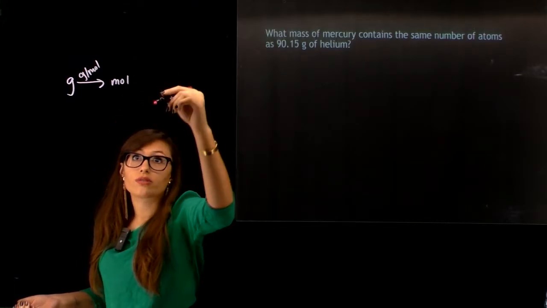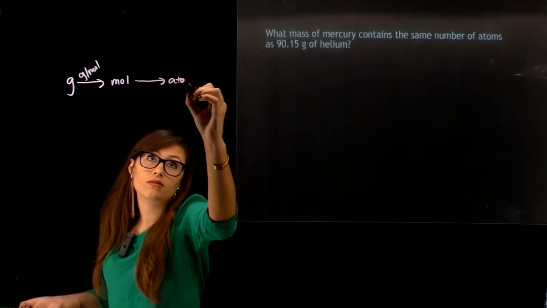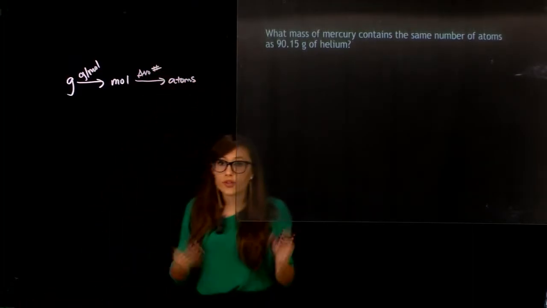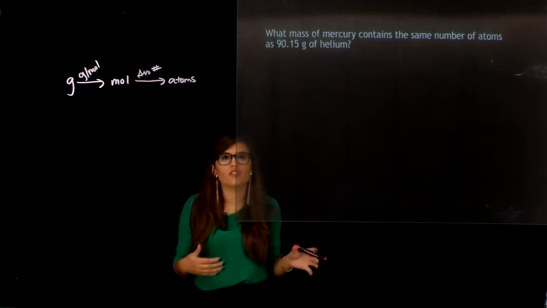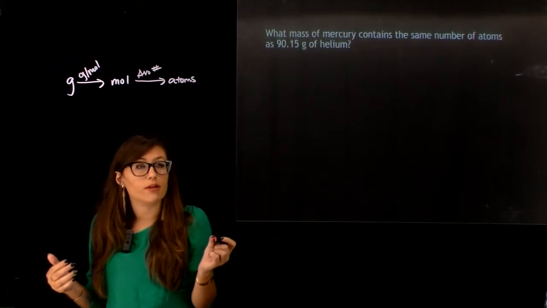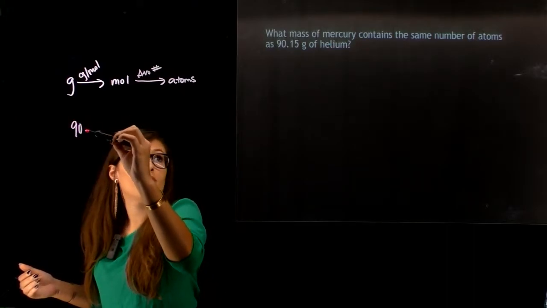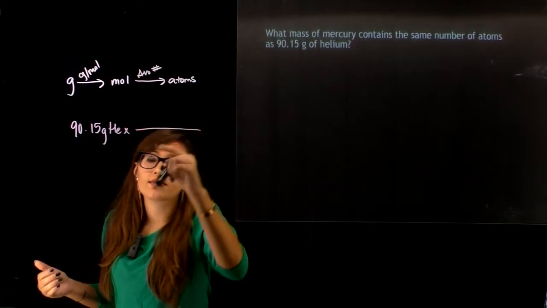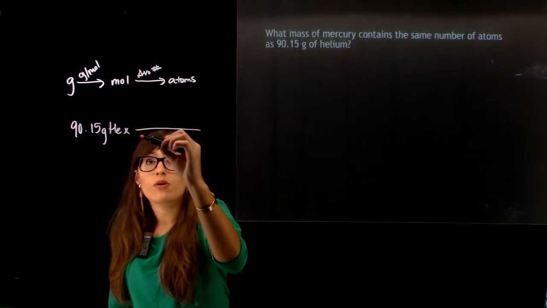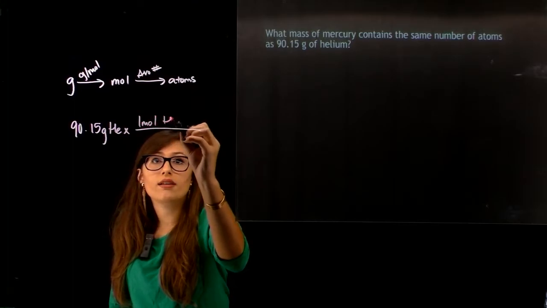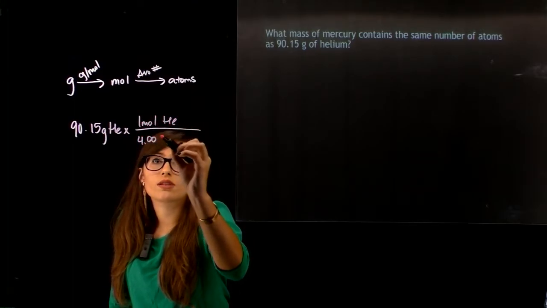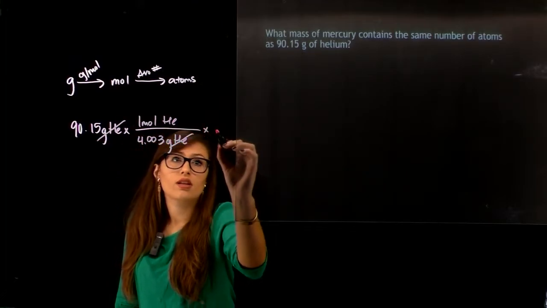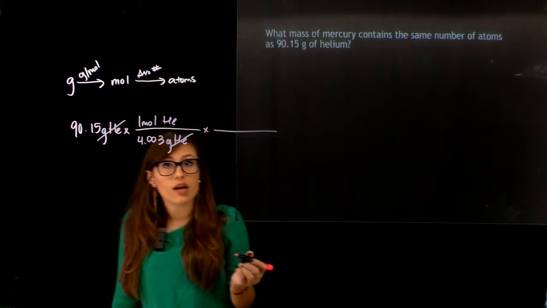And then in order to go from moles to atoms, we need to use Avogadro's number. So now that we have our little map, we can start to approach the first part of this problem. We have 90.15 grams of helium. We need to multiply by the atomic weight, and we have to do the reciprocal, which is 1 mole of helium per 4.003 grams of helium. Grams and grams cancel out, and then we multiply by Avogadro's number.